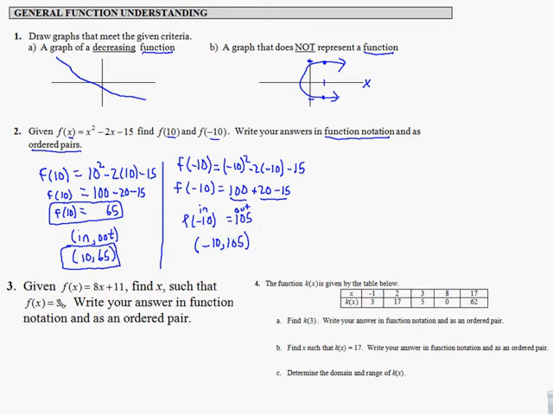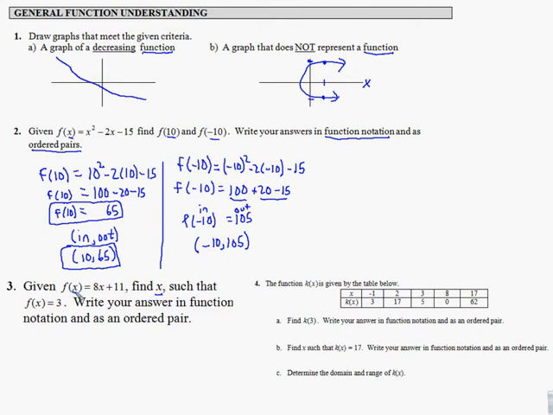Number 3, given a function f of x is 8x plus 11, we are to find x. Our job is to find x. They're not going to give it to us. So this is completely different than the last example, where the very first thing they did was give us the x value they wanted us to plug in. Not the case here. Find x. We're not going to give it to you.